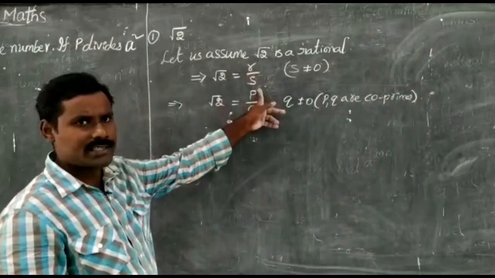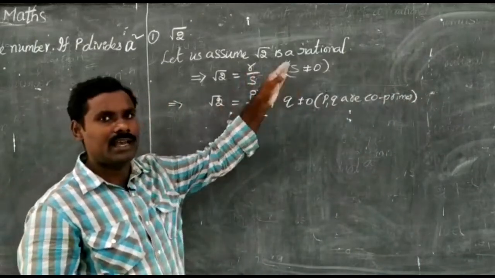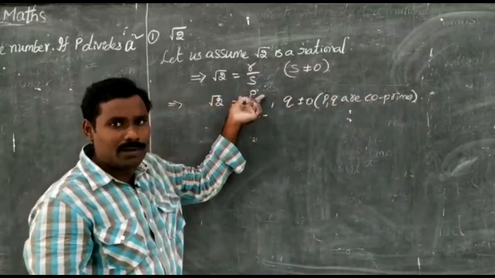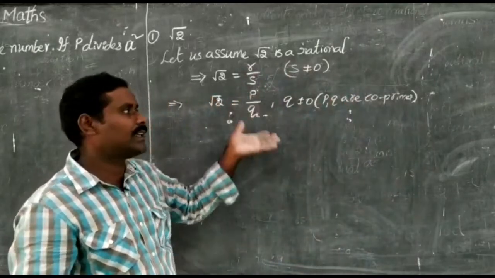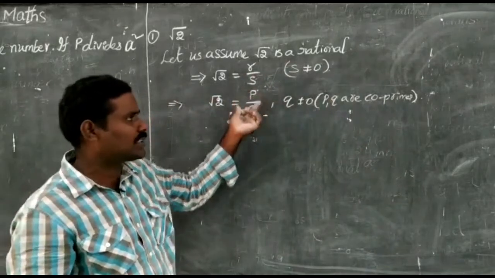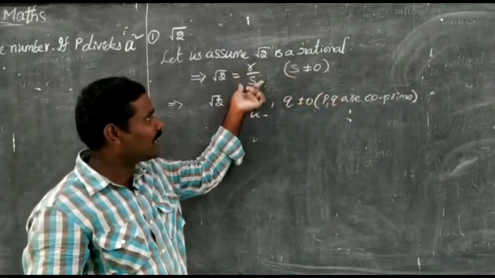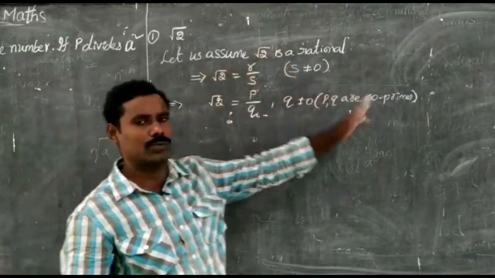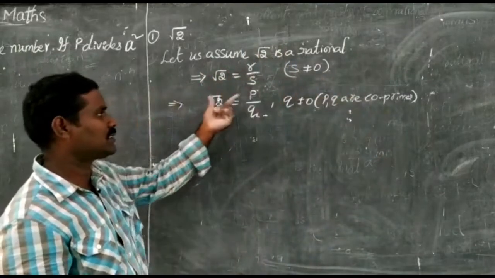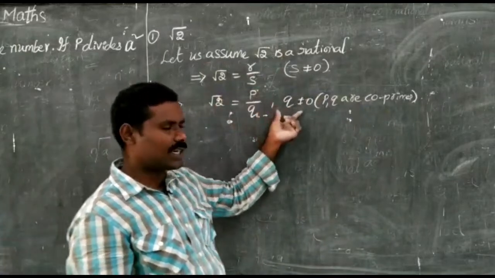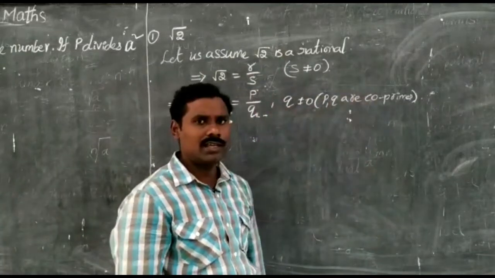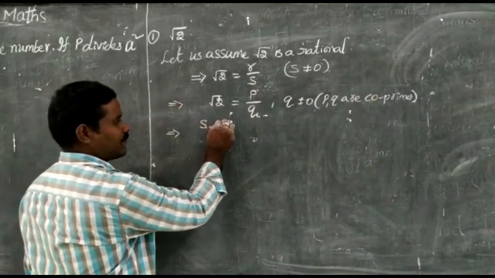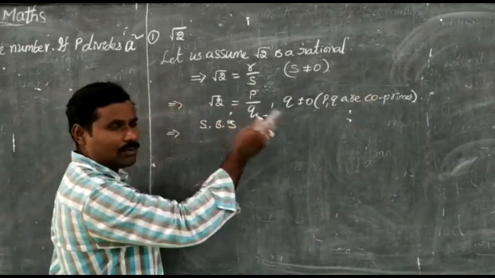What about r and s? r and s are having a common factor. What is the meaning of co-primes? If there is no common factor other than 1, then those are co-primes. But in r and s, some other common factor is there, so r and s are not co-primes. Then I am writing root 2 is equal to p by q, where q is not equal to 0, p, q are co-primes.